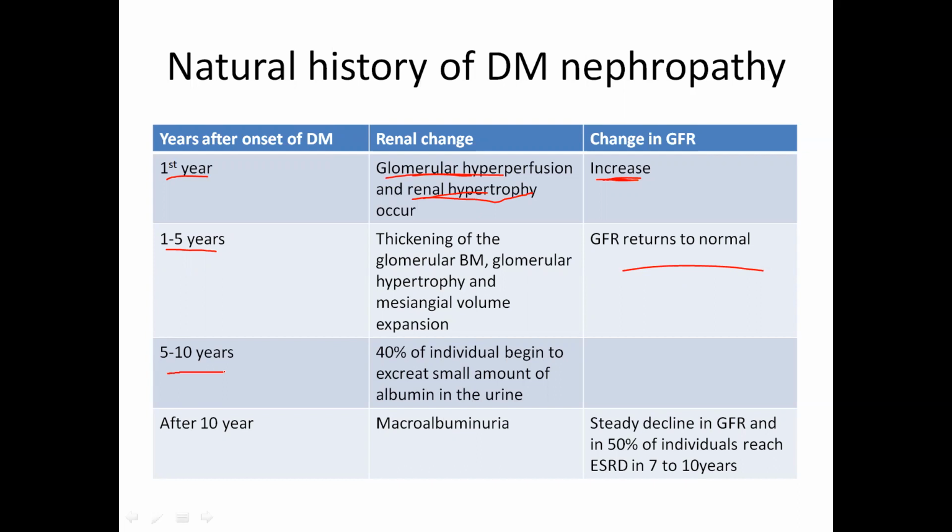So after 5 to 10 years after onset of diabetes mellitus, 40% of individuals begin to excrete a small amount of albumin in the urine, which we call microalbuminuria. After 10 years, this microalbuminuria progresses to macroalbuminuria, which is massive proteinuria. During that time, there is a steady decline in the GFR, and 50% of individuals reach end-stage renal disease in 5 to 10 years.